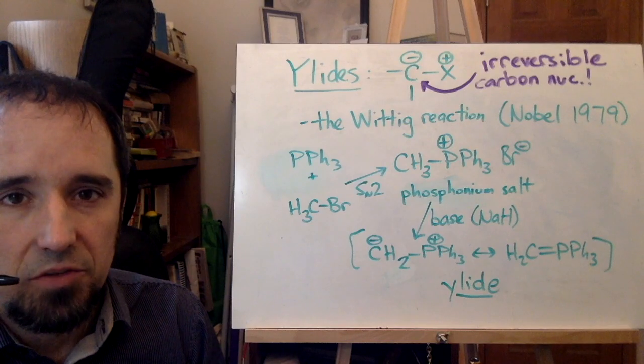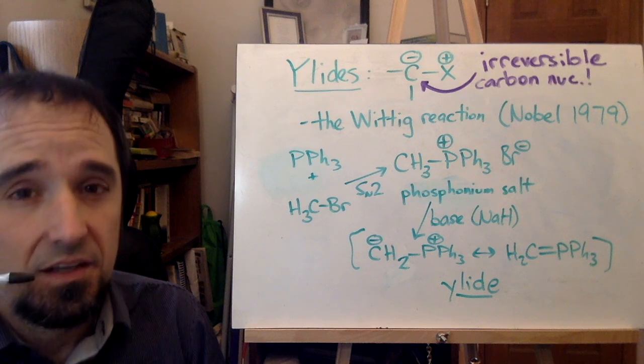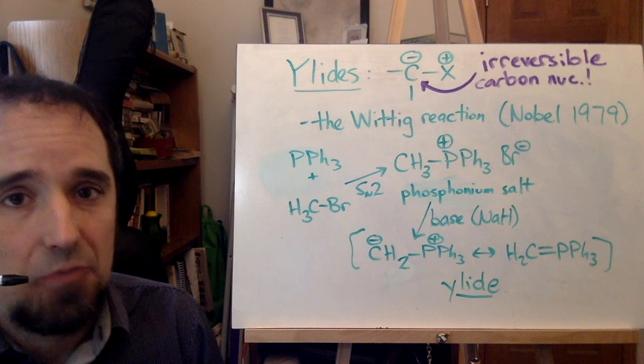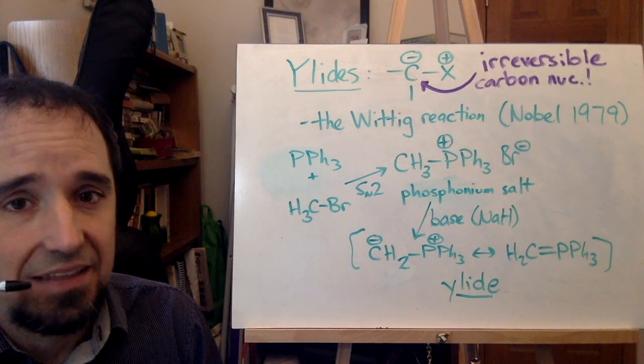We've talked about a few irreversible nucleophiles already. The Grignard reagent, lithium aluminum hydride, these are powerful nucleophiles that absolutely will not go backwards. And we can add one more to that list.